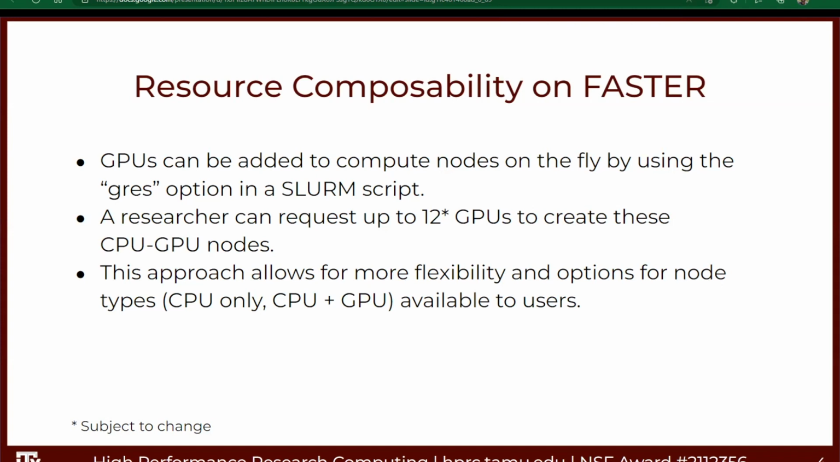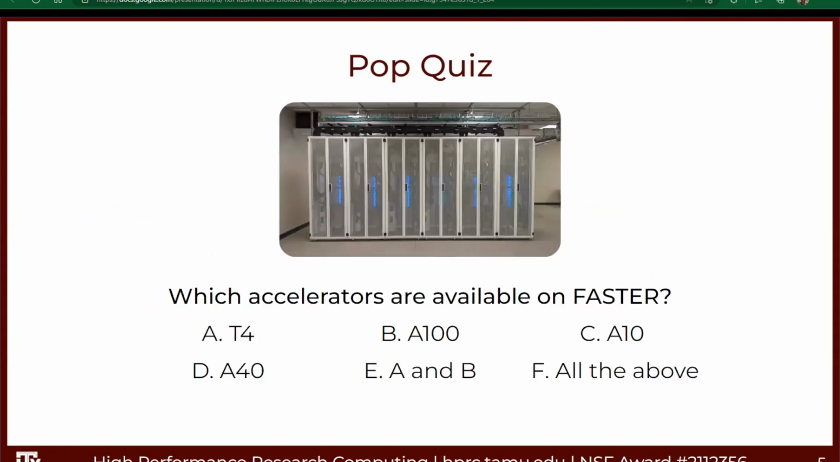So these are the main hardware features of FASTER. Just a quick pop quiz. Can you just type in what accelerators are available on FASTER? Yep. We have all of these accelerators available: T4, A100, A10, and A40s. And as I said, you can compose them dynamically as per your requirement.